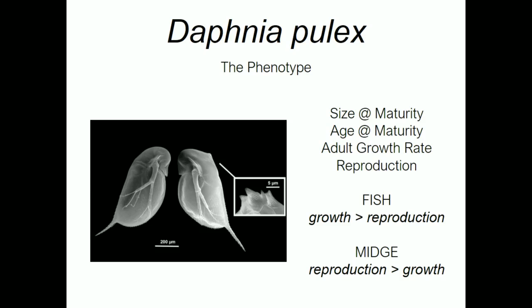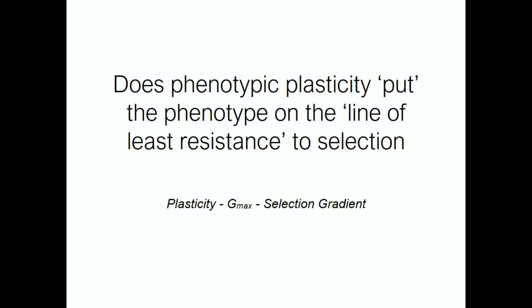So it's a Daphnia system, a classic example of predator-induced plasticity. We've got a number of traits that respond to the presence of smelly water from either the fish or the midge, generating these patterns. The question that we focused on in this research is whether or not phenotypic plasticity, this ability to change the phenotype within a generation through altering development, puts the phenotype somewhere special, and in particular, whether it puts it on the line of least resistance on which selection acts.